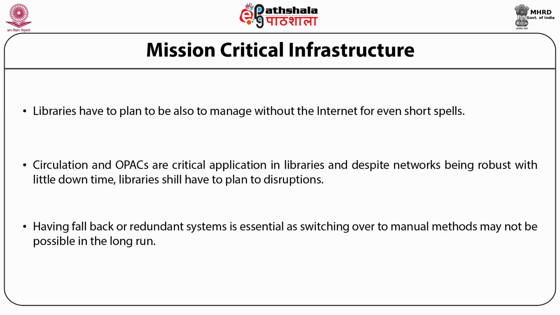Having to fall back on a redundant system is essential, as switching over to manual methods may not be possible in the long run. We are aware of situations in some libraries decades ago when both the manual catalog as well as the OPAC were parallelly operated. That was because the automated system or the OPAC was not robust, and whenever there used to be a failure, the libraries used to fall back on the manual system. This has, of course, disappeared now, but most libraries should have a fallback or redundant system in the electronic format, so that some of these mission critical operations or the mission critical infrastructure are maintained without failures.